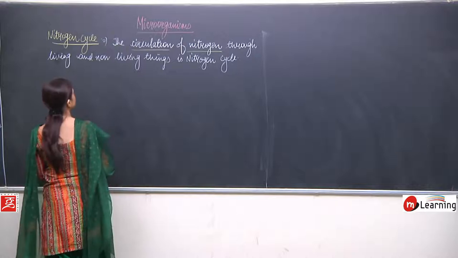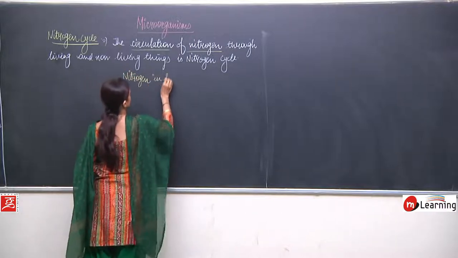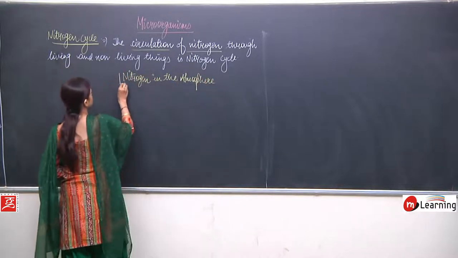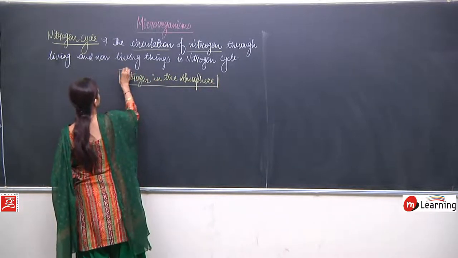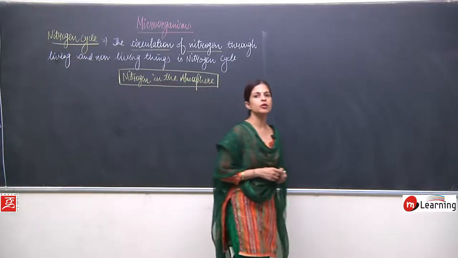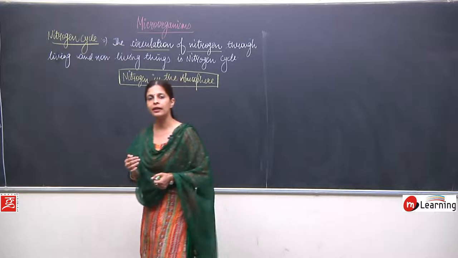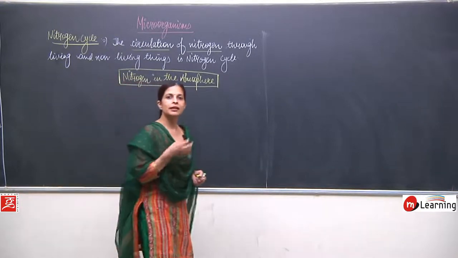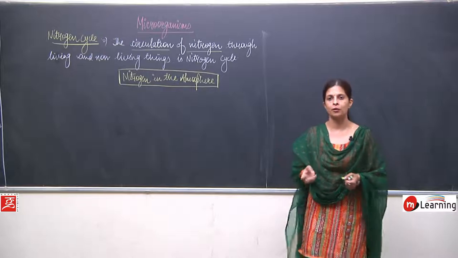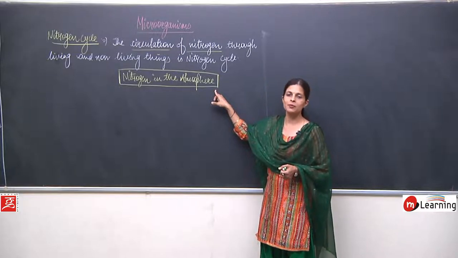First of all, we'll talk about the nitrogen in the atmosphere. This is nitrogen in the atmosphere. We know that nitrogen from the atmosphere gets converted into compounds of nitrogen. If it doesn't get converted into compounds of nitrogen, then it will be impossible for the plants to absorb nitrogen in the form of pure nitrogen. That means if nitrogen doesn't get converted into its compounds, plants won't be able to absorb nitrogen.